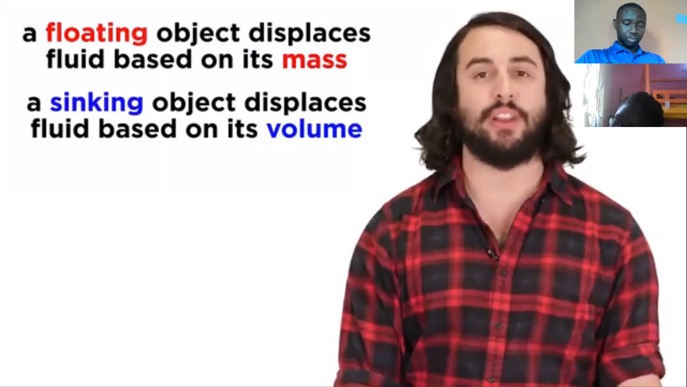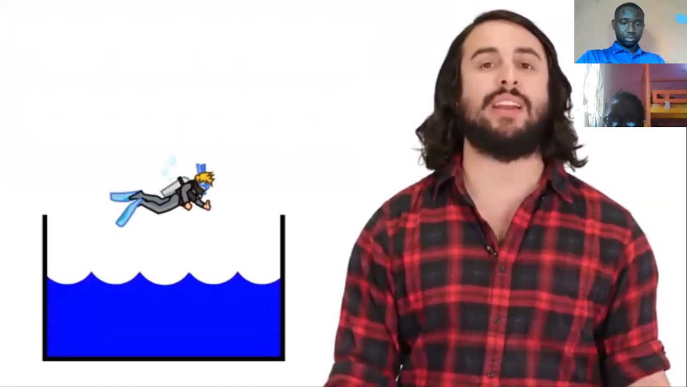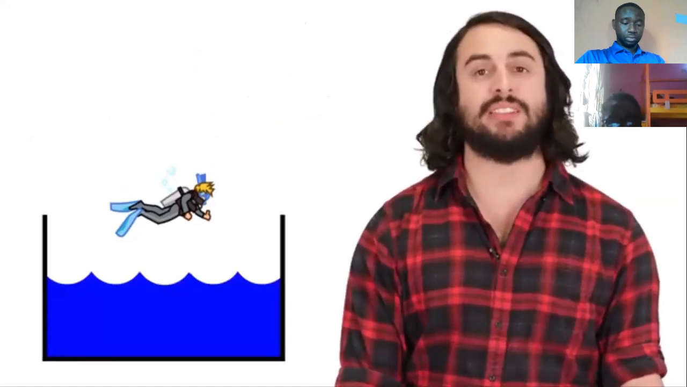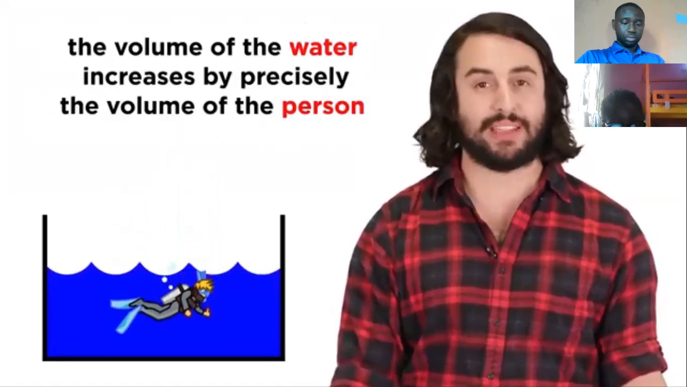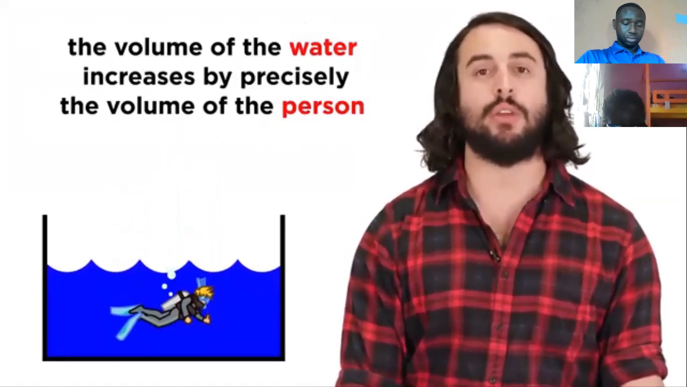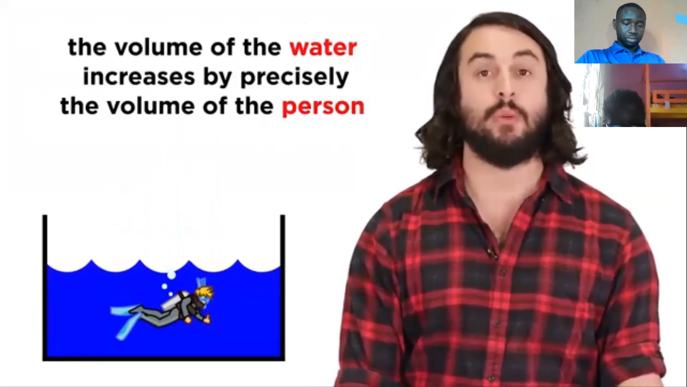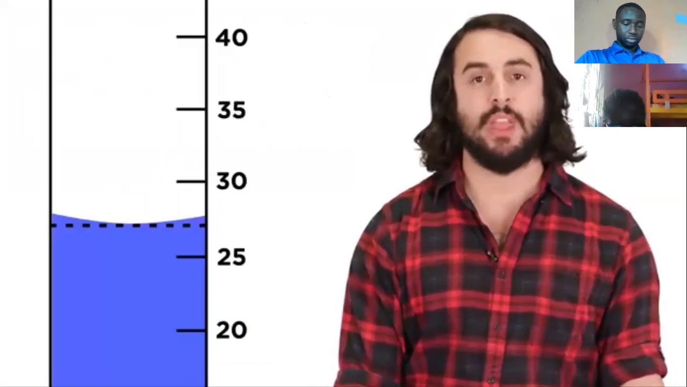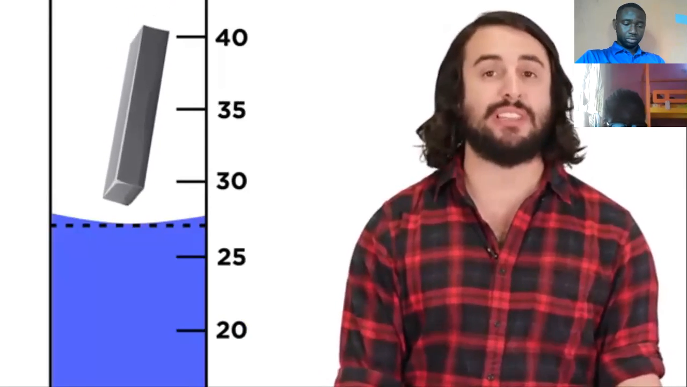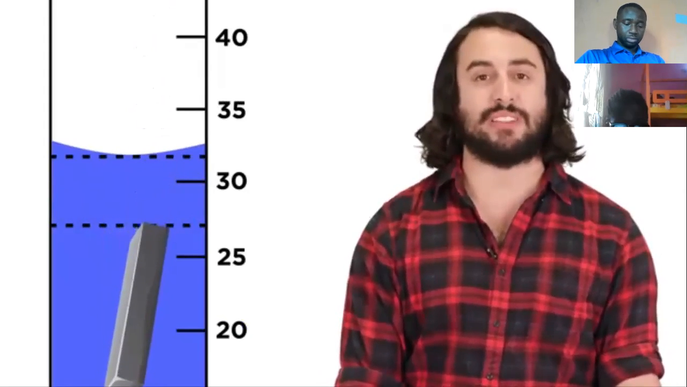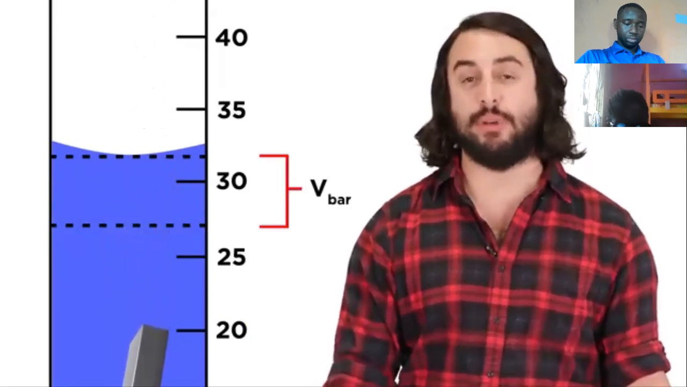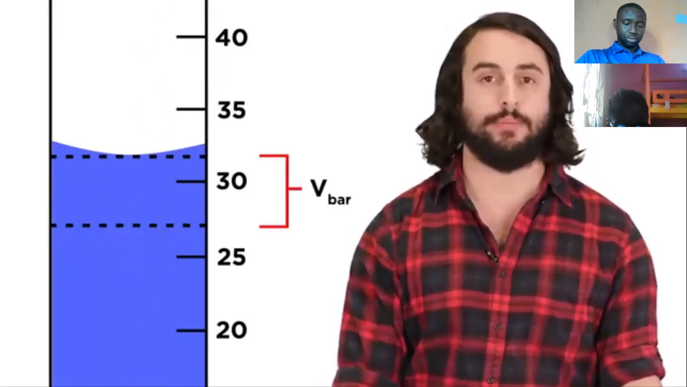So apart from the buoyant force, Archimedes was also the first to understand that when an object, like a person, is submerged in water, the volume of the water displaced must equal the volume of the object submerged, regardless of its shape. Any object with a volume of 5 milliliters, when fully submerged, will cause the water level to rise in this graduated cylinder to a reading of 5 milliliters more than before.